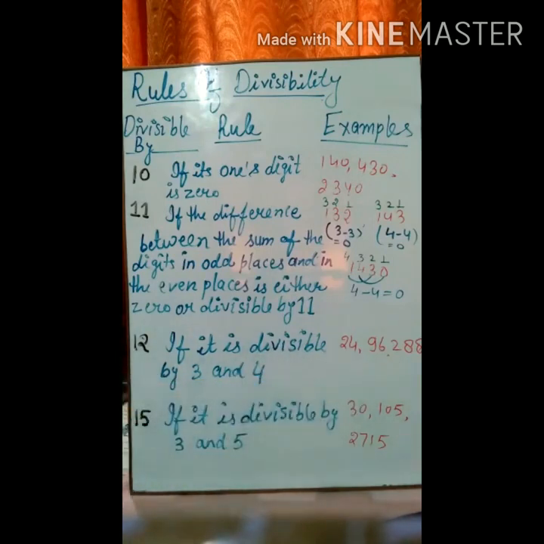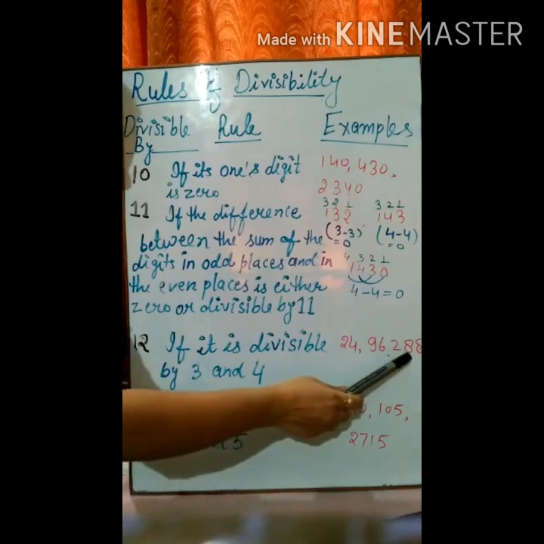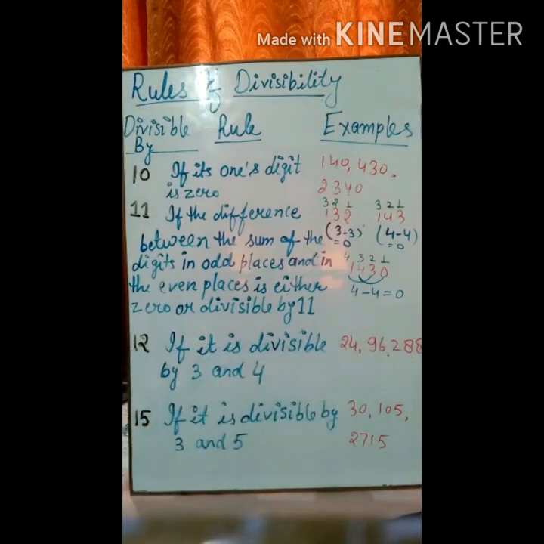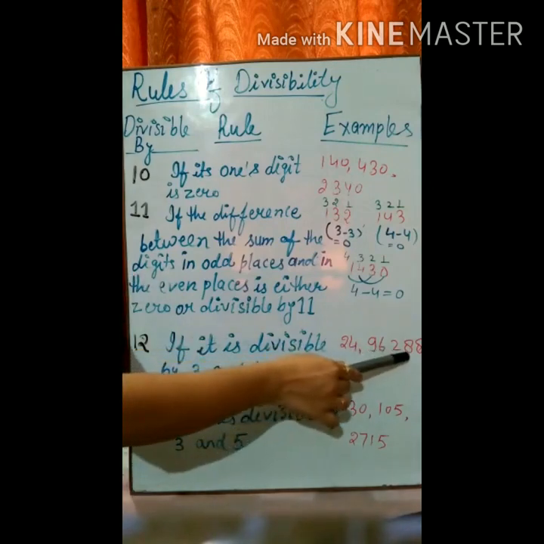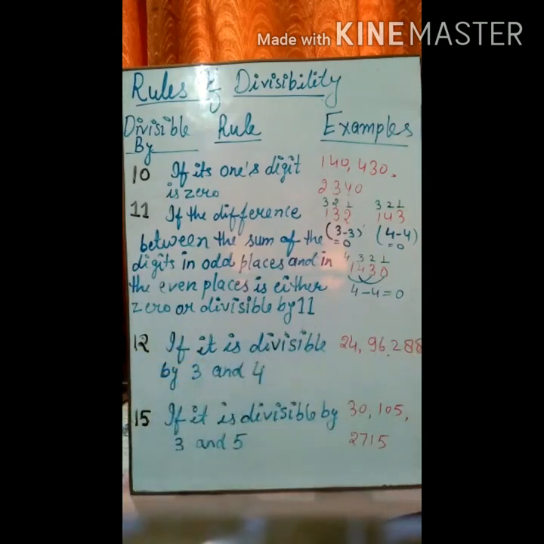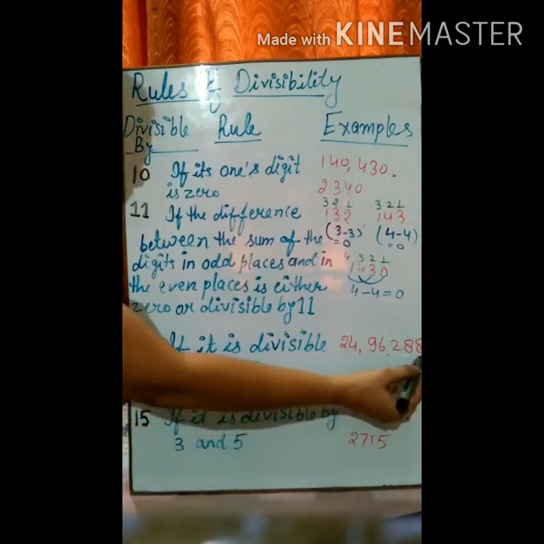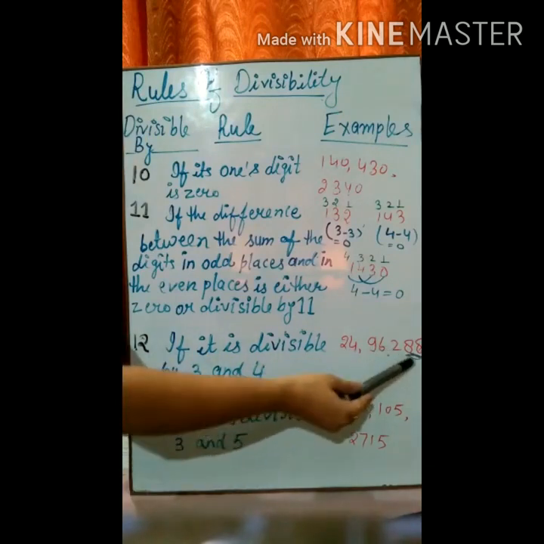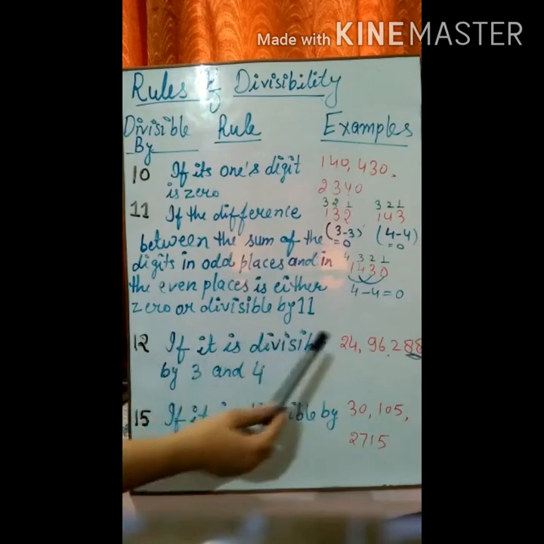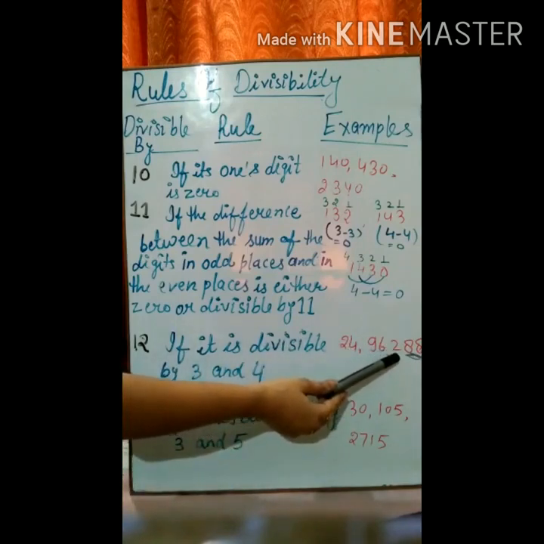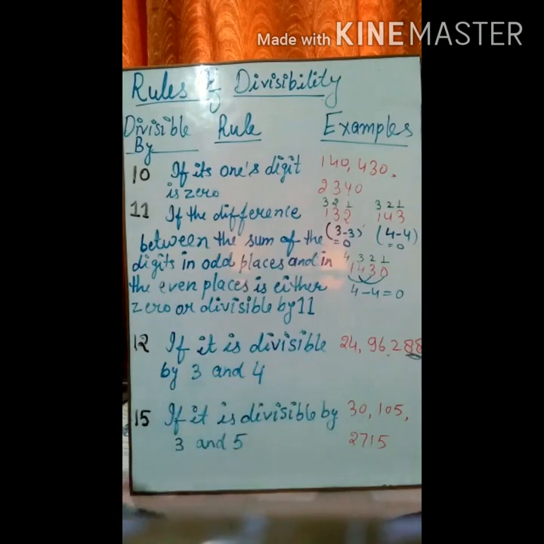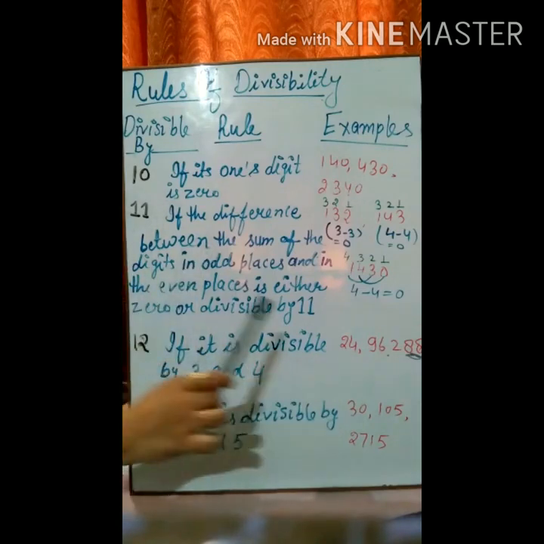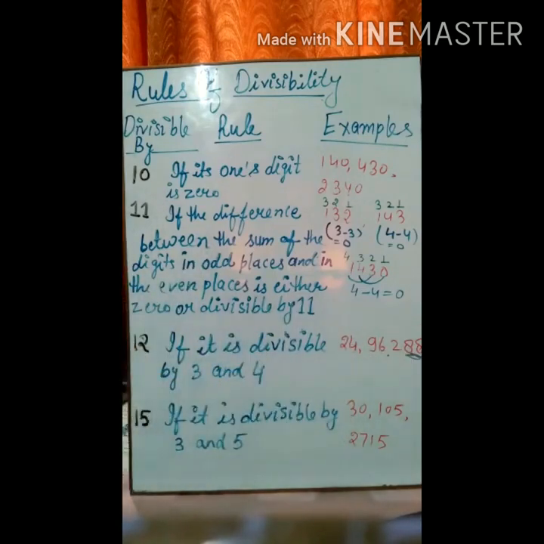Next, 288. 2 plus 8 plus 8, 18. And 18 is divisible by 3. That's why 288 is divisible by 3. Let's see for 4. Last two digits. If the last two digits are divisible by 4, then the given number will be divisible by 4. In this way, we can see here 288 is divisible by 3 and 4. That's why 288 is also divisible by 12.